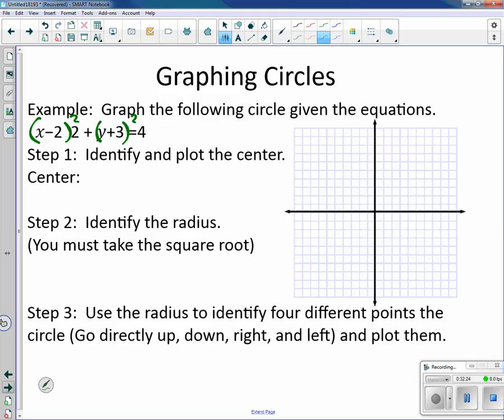Be careful. 2 and negative 3. Miss Robinson, how did you get 2 and negative 3? It's the opposite of what you see. Remember, it was the opposite when we put it in there, correct? So it's the same thing. What would be my radius here?